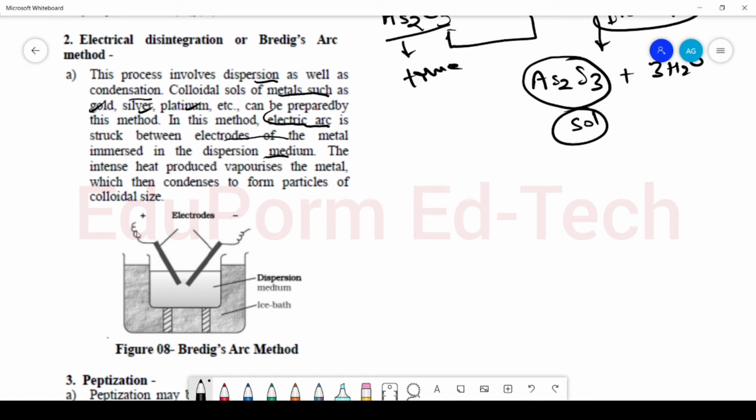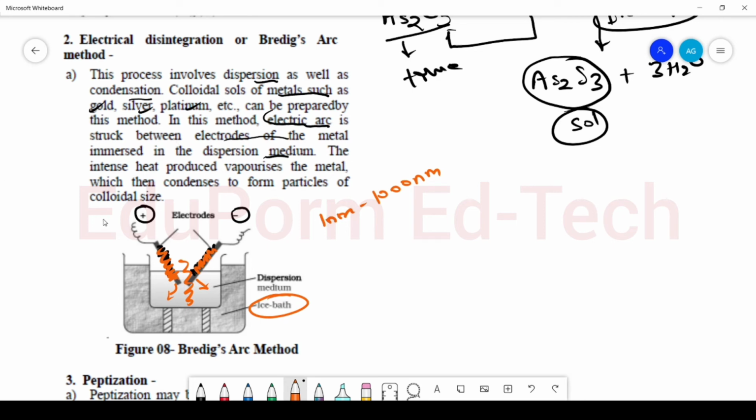So what we do is, this is our metal of interest and this is also our metal of interest. For example, it is platinum. So I connect one rod with the positive terminal and another rod with the negative terminal. Now when I dip it into the dispersion medium and touch them, a spark will be produced, and that spark will result in release of atoms from these electrodes, and those atoms or molecules will be of the size of 1 nanometer to 1000 nanometer, so they will form a colloidal sol. This process is carried out in an ice bath to control the temperature.